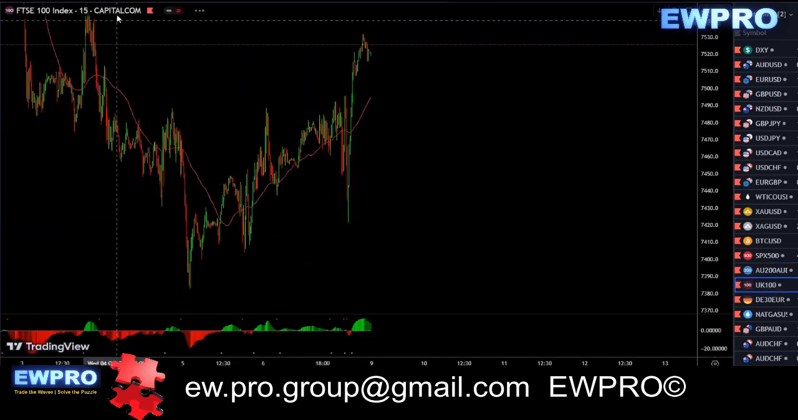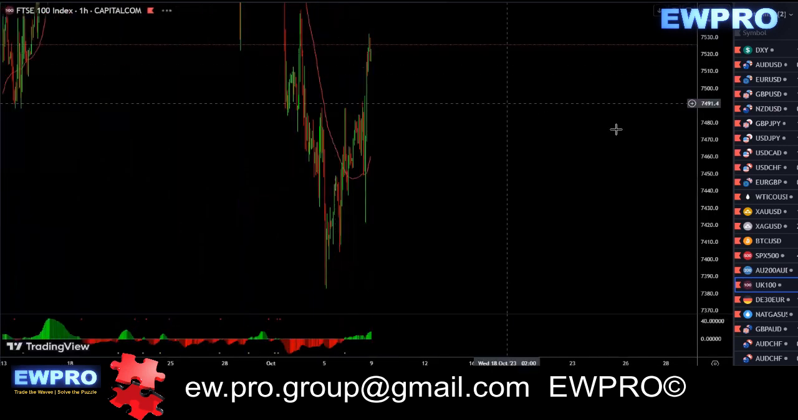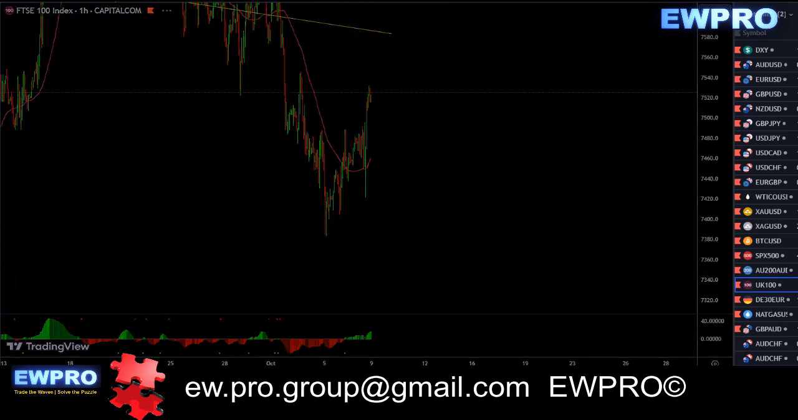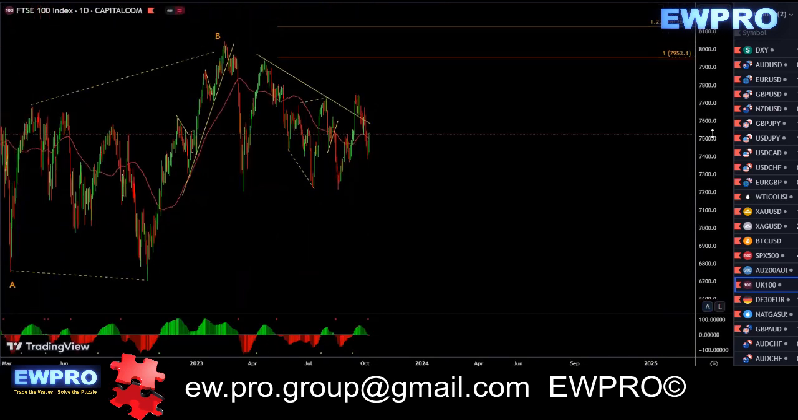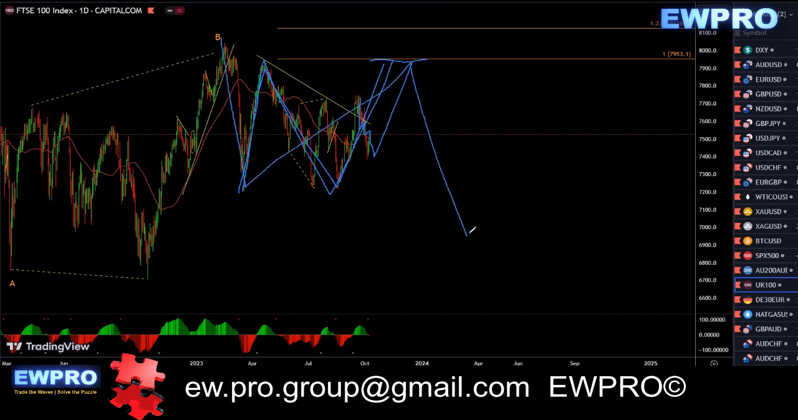The FTSE, I mean, just looking at it again, very similar structures. But this one here, looking for an A, B, and a C up. We never got that C up. I'd be still only looking for buys in here to buy up to that 100 fib. We get an A, B, C, then we're looking for an A, B, C.